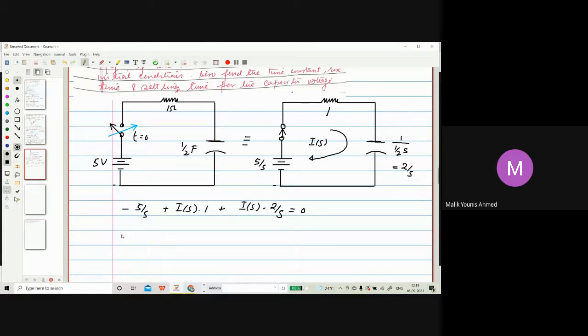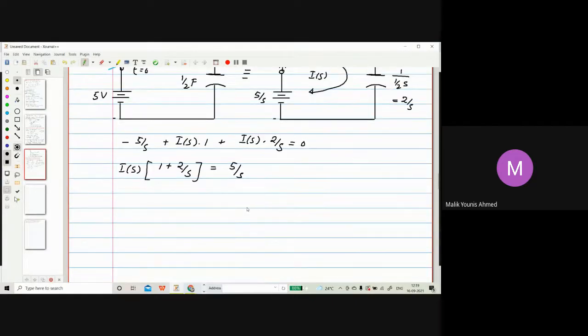So we have here I of S common. I of S into S plus 2 by S equals 5 by S, so I of S will be 5 divided by S plus 2. So I of S will be like this.